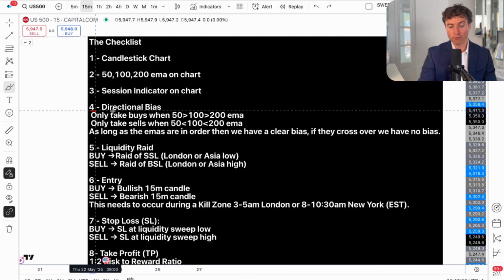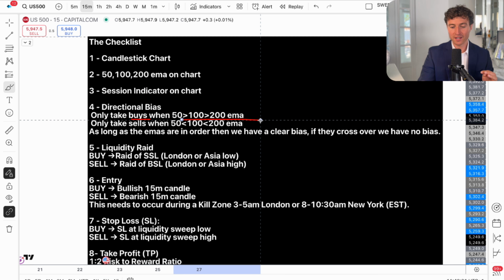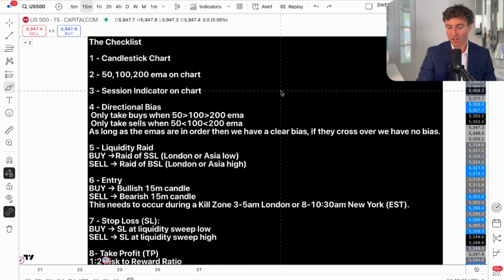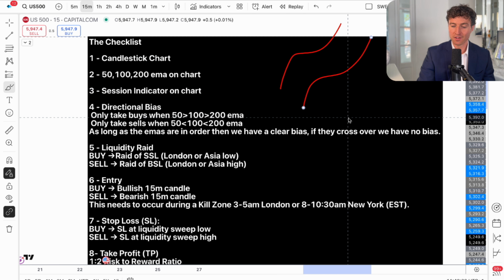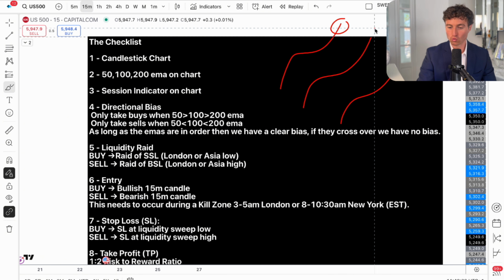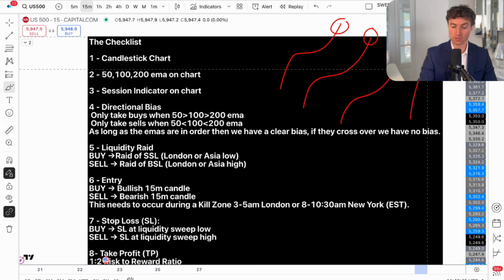And so step 4, directional bias. We only take buy positions when the 50 EMA is greater than the 100, which is greater than the 200. So all that I simply mean is, let's say that this is the 50 EMA. Then let's say that this is the 100 EMA and that this is the 200 EMA. Well, because the 50 is greater than the 100, which is greater than the 200, this indicates that we're only looking for buy positions on this market.